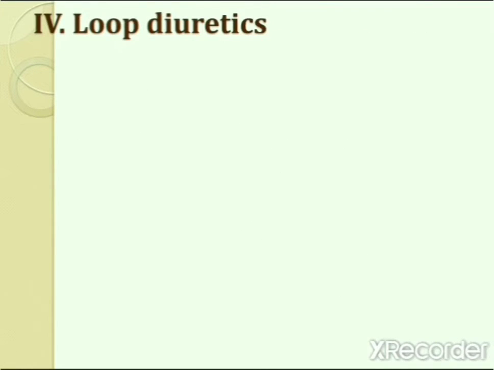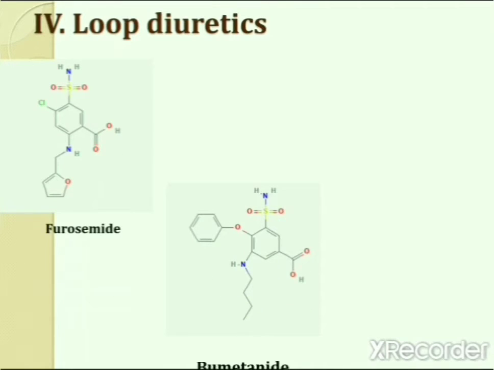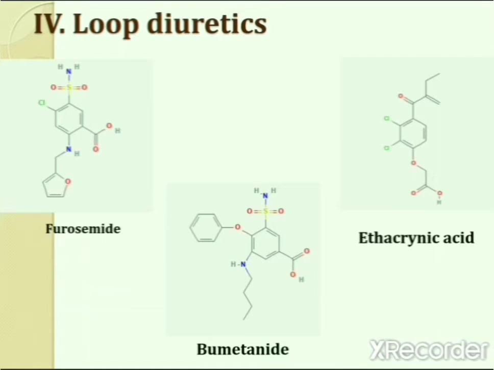Fourth category is of loop diuretics. Loop diuretics are diuretics that act at the ascending limb of the loop of Henle in the kidney. Drugs in this category include furosemide, bumetanide, and ethacrynic acid.